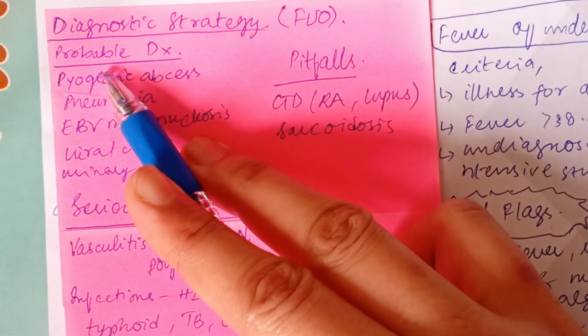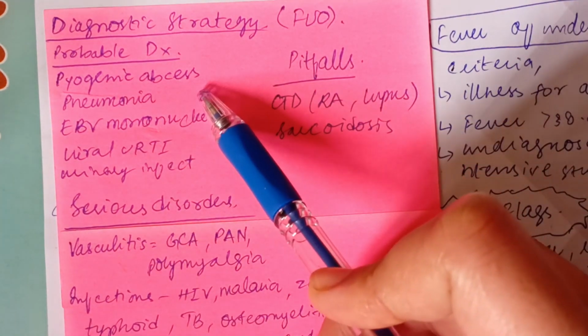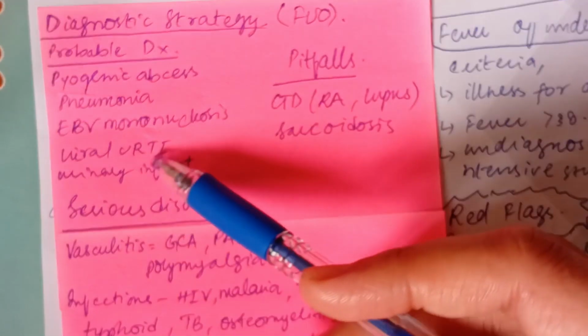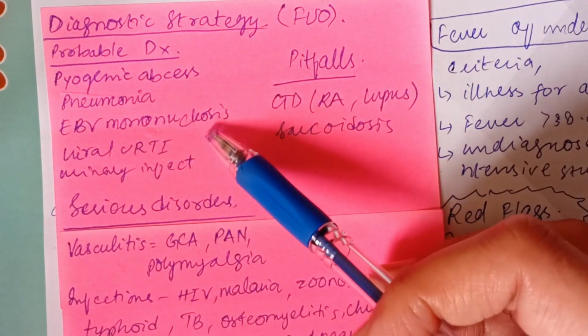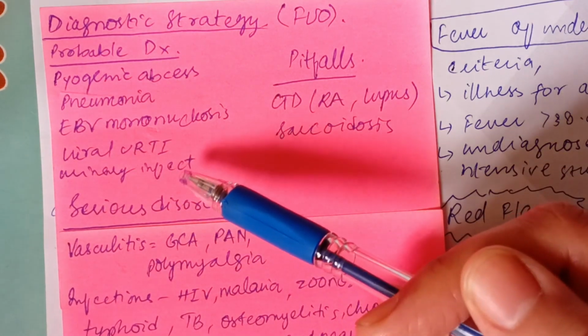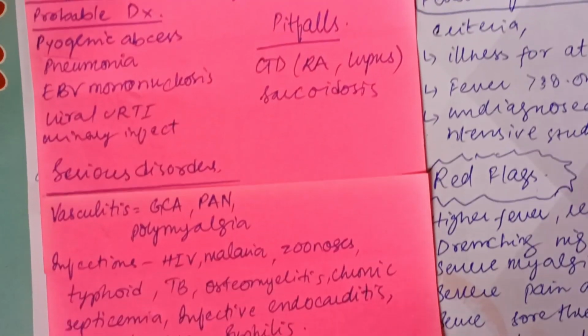First of all, we have the probable diagnosis. What can be the probable diagnosis? The patient can have a hidden pyogenic abscess, pneumonia, EBV mononucleosis, viral upper respiratory tract infection, and urinary tract infection. What are the serious disorders which should not be missed?